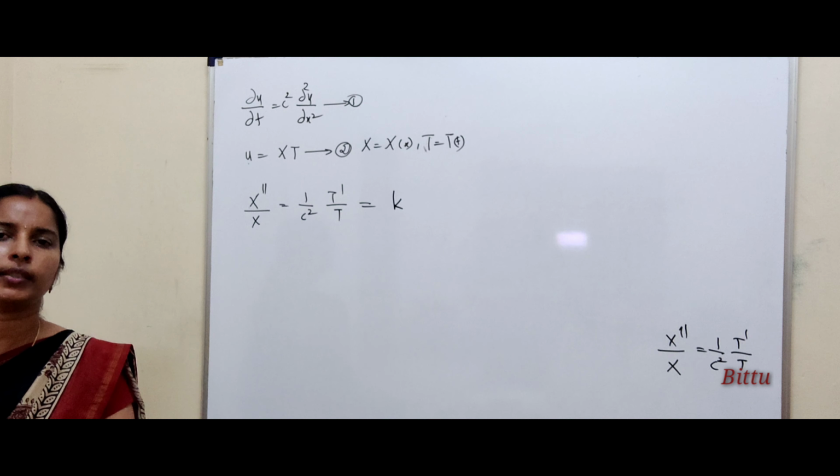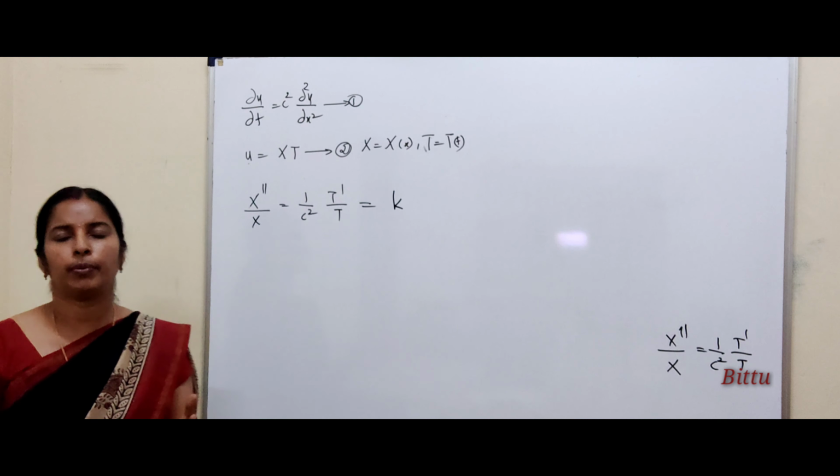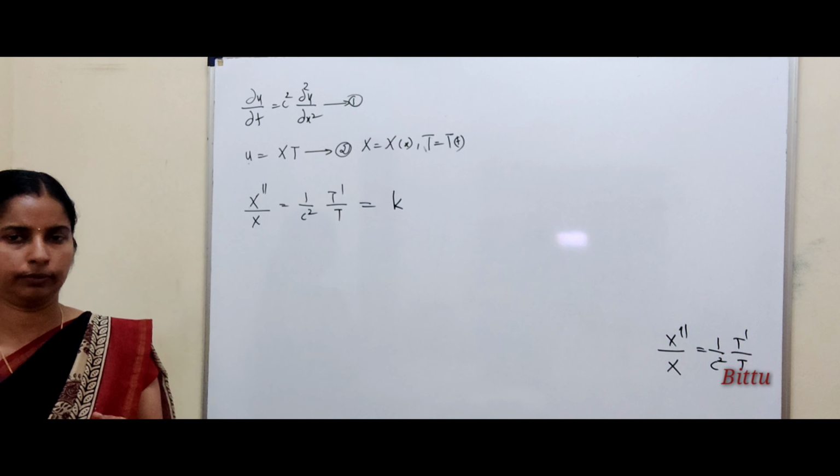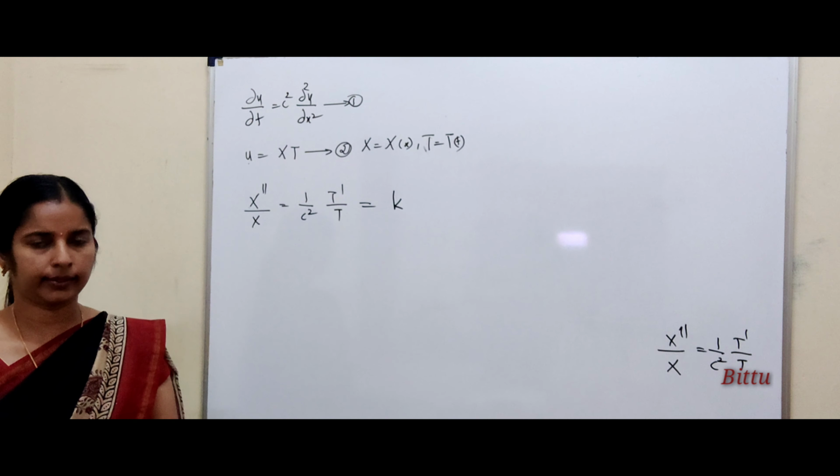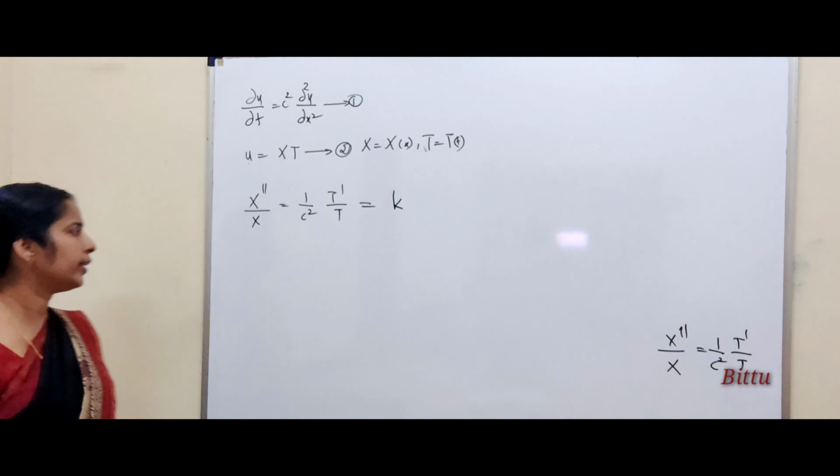Then there are three possibilities. The constant may be positive, negative, or 0. So we will solve in three cases. Consider the first case. Assume k is positive. For that, we denote k by p². See, p² is always positive. So the positive constant can be expressed as k = p².